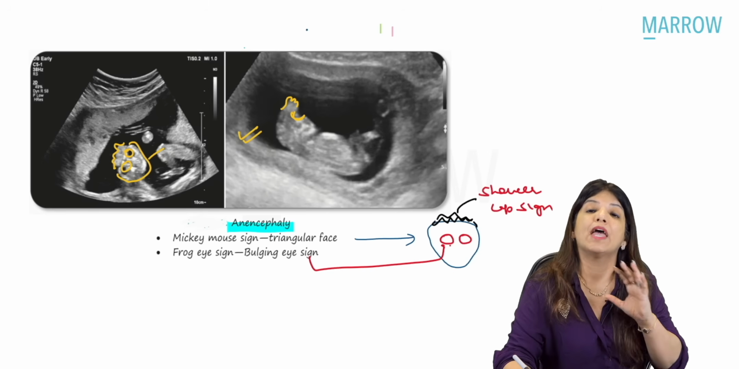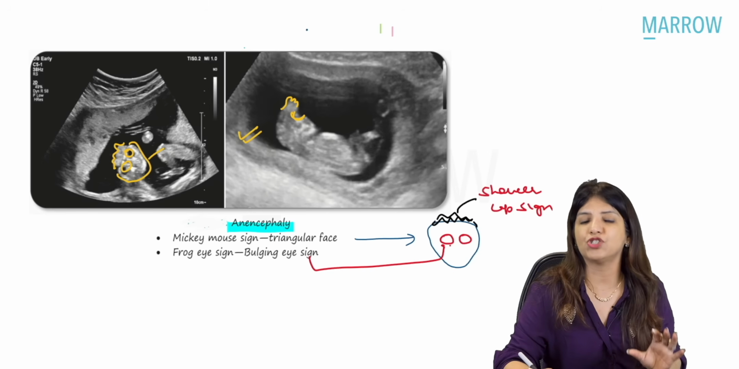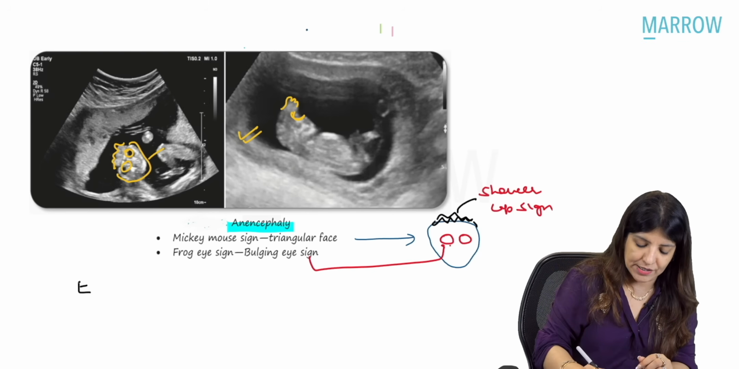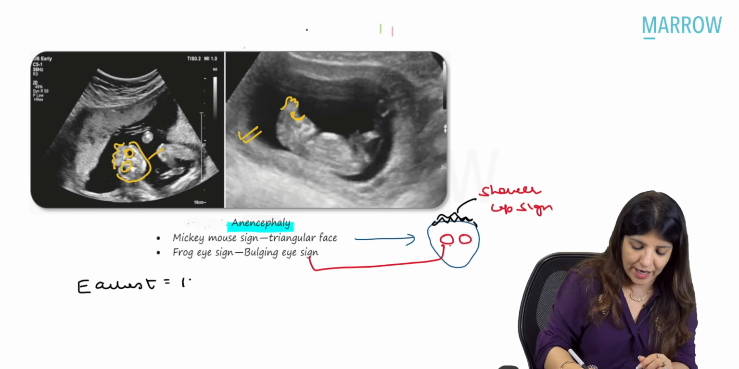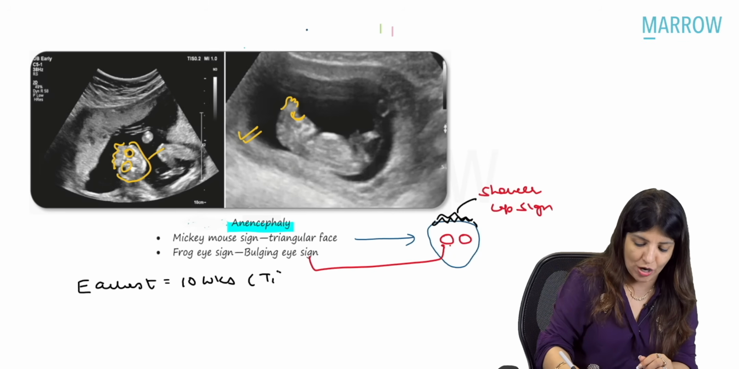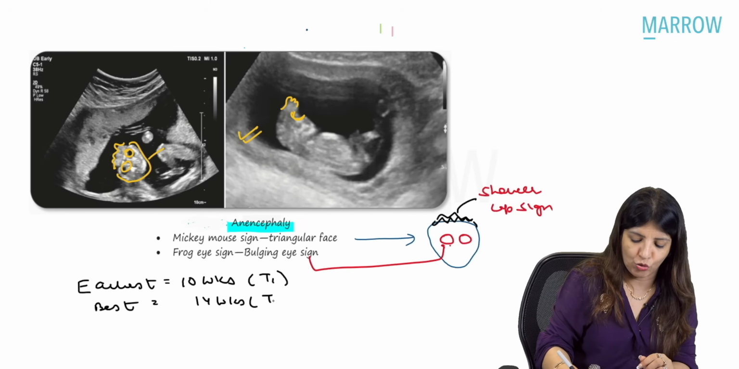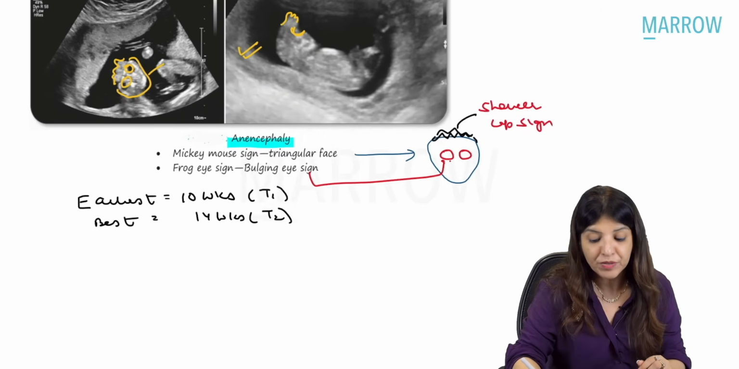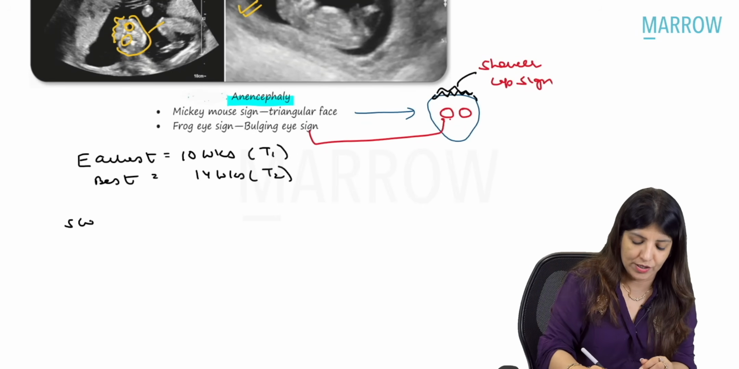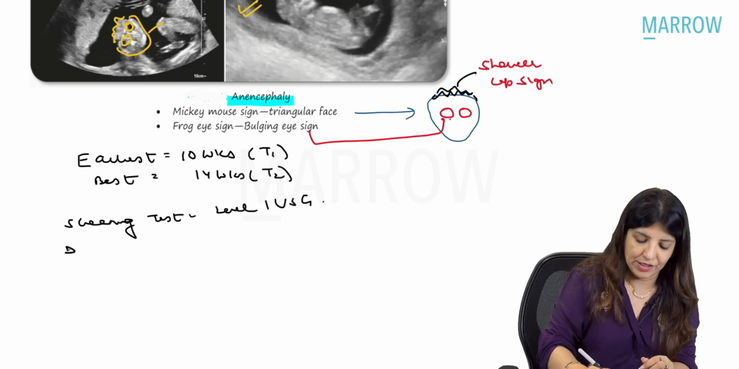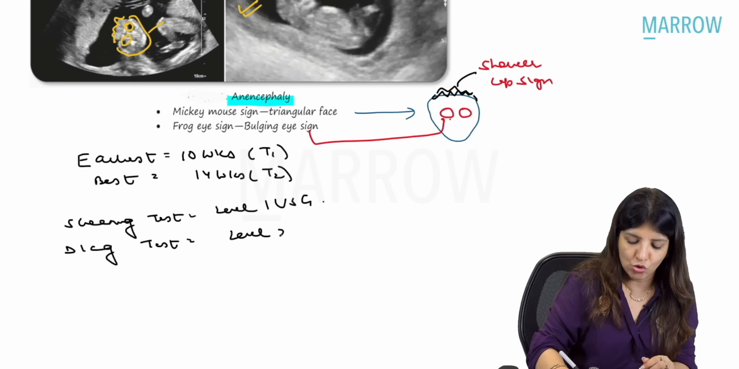Please remember, anencephaly is the first congenital anomaly which can be detected on ultrasound. Earliest anencephaly can be detected by 10 weeks on ultrasound, that is in the first trimester. And for best diagnosis, ultrasound should be done at 14 weeks, that is in the second trimester. If they ask you for anencephaly, what is the screening test? The screening test for anencephaly is level 1 ultrasound, and the diagnostic test for anencephaly is level 2 ultrasound.